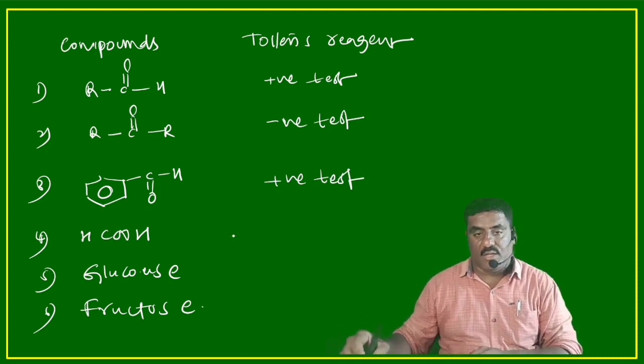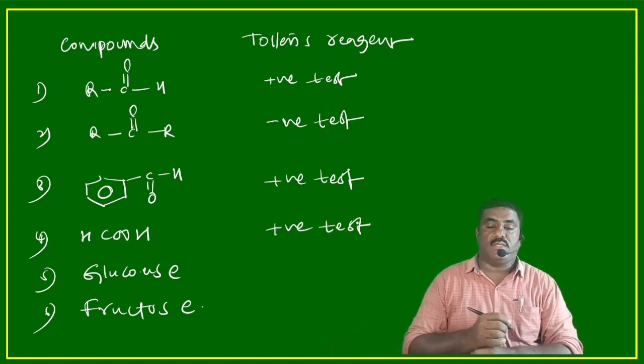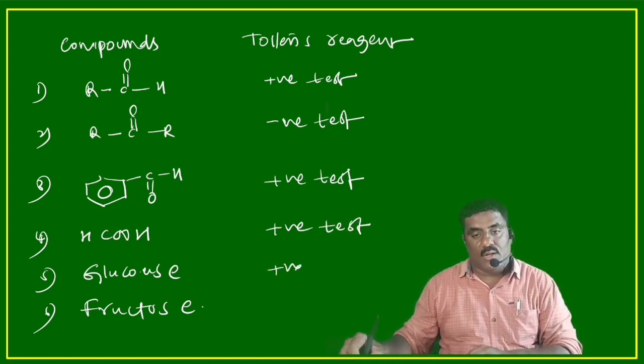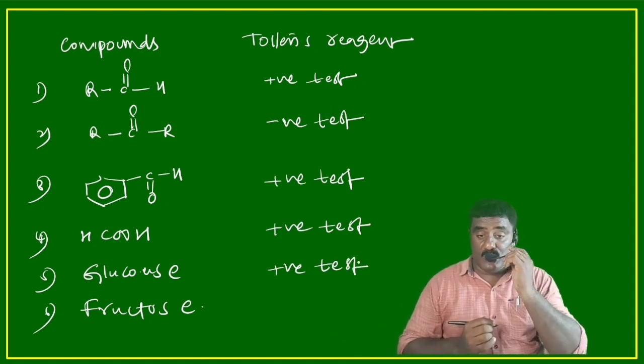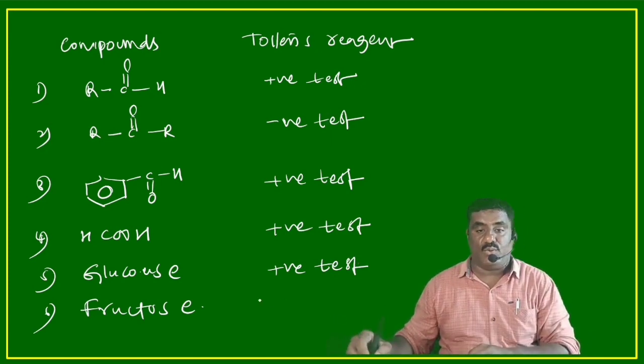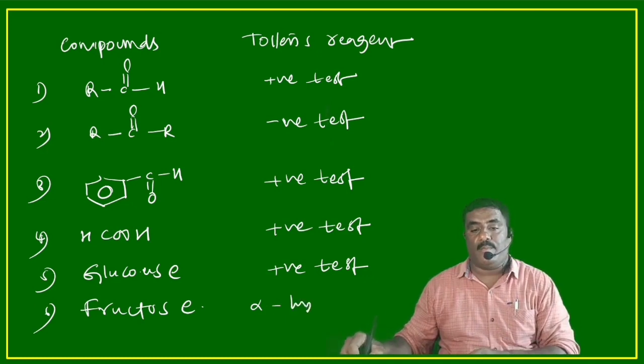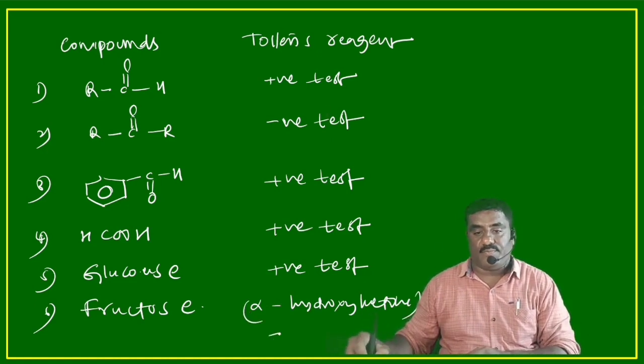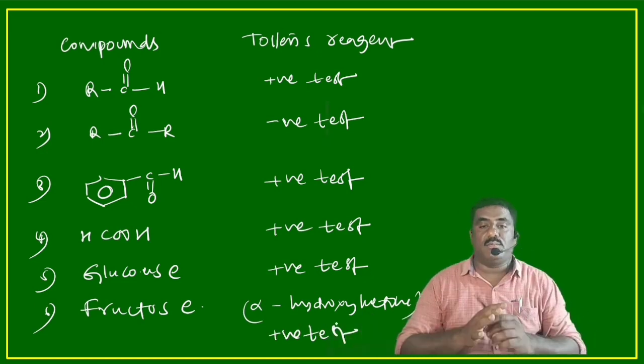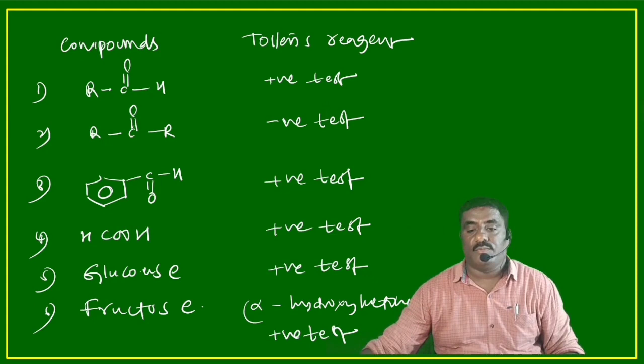Formic acid also gives a positive test for the Tollens reagent. Glucose also gives a positive test. Fructose has an alpha hydroxy ketone, and it gives a positive test. Yes, this is about the Tollens reagent.